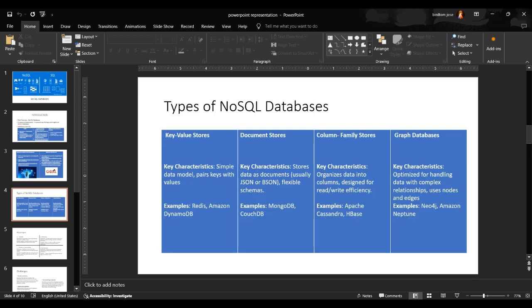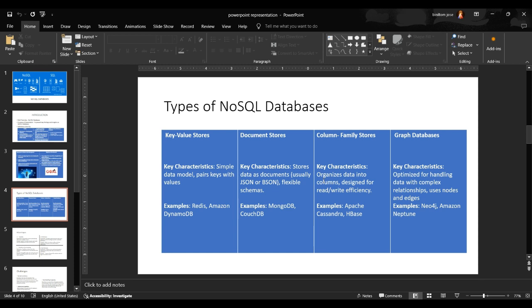The types of NoSQL databases are key value stores, document stores, column family stores, and graph databases. The first thing is key value stores. The key characteristic is a simple data model which pairs keys with values. Examples are Redis and Amazon DynamoDB.